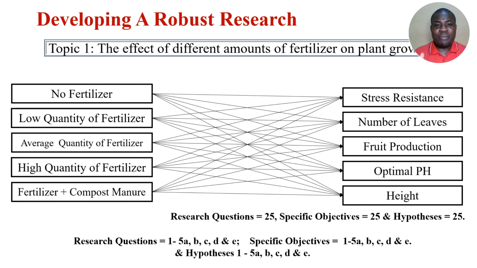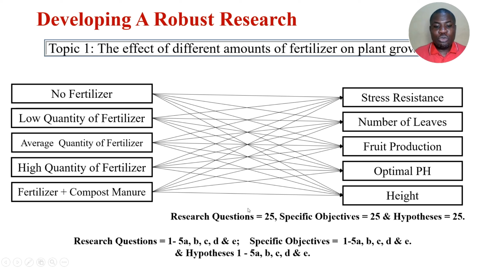Still on this same topic, the effect of different amounts of fertilizer on plant growth. If you look at this model now, you can see that I have decomposed the independent variable and the dependent variable into 5. So here I have a very robust research data analysis to perform. Here I have the 5 constructs of amount of fertilizer application regressing the 5 constructs of plant growth.